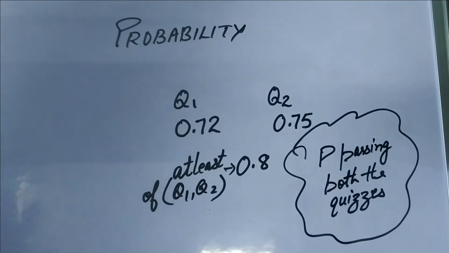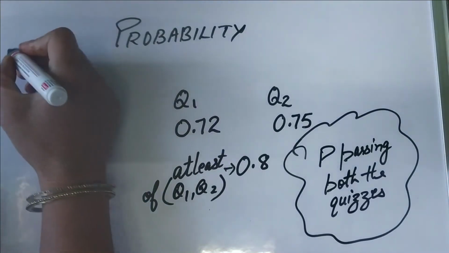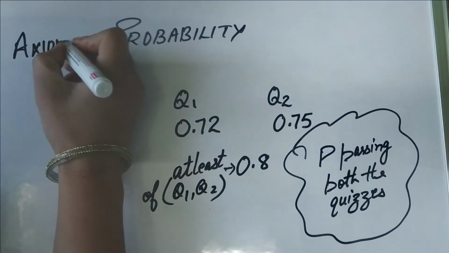Now see, here we do not have any sample space. We just have two events, passing quiz 1 and passing quiz 2, and the data related to them. And we have to find this. So here we will use some logic of probability, some axioms of probability. Axioms means whatever logic is involved in probability, like the sum of probabilities cannot be greater than 1. That's why it's also called the axiomatic approach to probability.